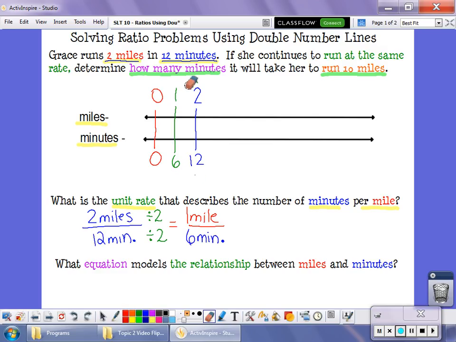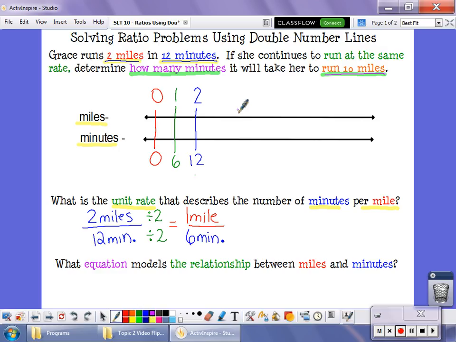Now, we can show some other things on this as well. Our question says, how long will it take her to run 10 miles? Well, I can use this ratio. Remember, this is a ratio. Every time she runs 2 miles, it takes 12 minutes. I can use that information to help me out here.